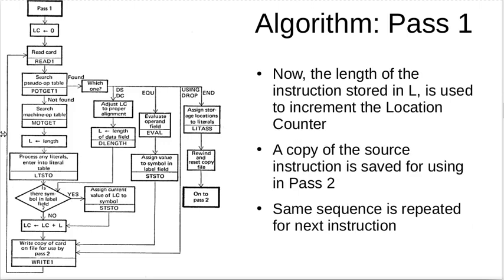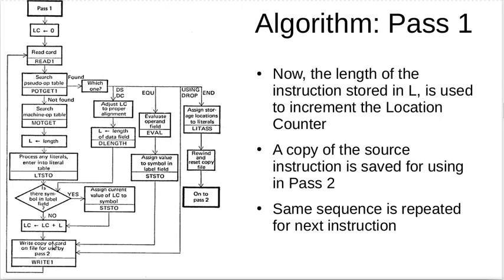Move ahead to what? The next step says the length of the instruction stored in L is used to increment the location counter. A copy of the source instruction is saved for use in pass 2. So we write a copy of the instruction on file for use by pass 2. After we are done working with the instruction, we increment the location counter and write a copy of the instruction for use in pass 2, and then we move ahead to the next instruction. Since the location counter has been incremented, we again read the instruction at the new address location. This is how the algorithm for pass 1 works.